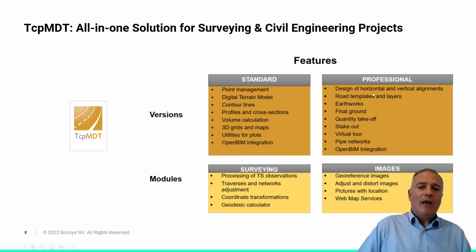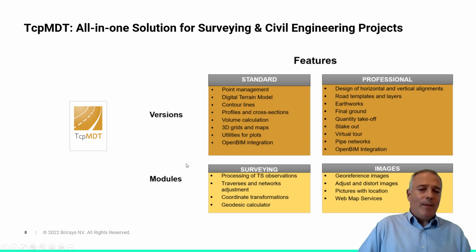With the professional version, you can also design horizontal and vertical alignments. You can define templates and different layers. It has commands for grading and earthworks. You can create the proposed ground, and it can generate reports for quantity takeoff and stakeouts. It also has tools for virtual tours and creating animations and videos. It can also manage pipe networks, and it has features for OpenBIM integration using IFC, BCF, and LandXML files.